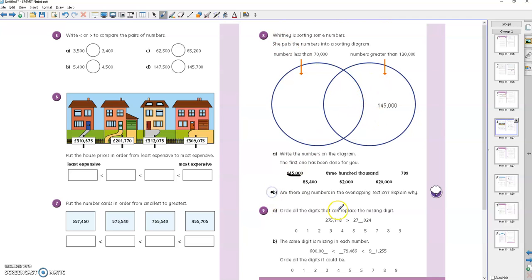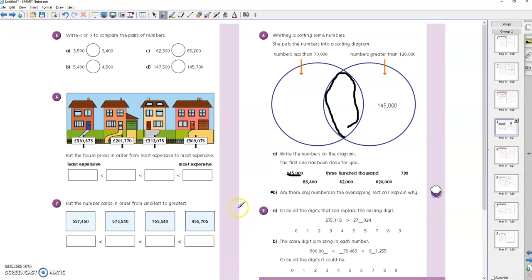And then B is asking, are there any numbers that go in the overlapping section? So that's this bit kind of here. Yeah, like that. And then you've got to explain why. So are there any numbers that can go in there, and explain why.